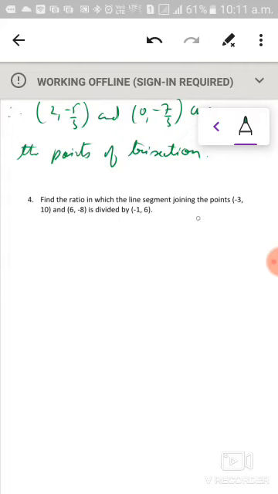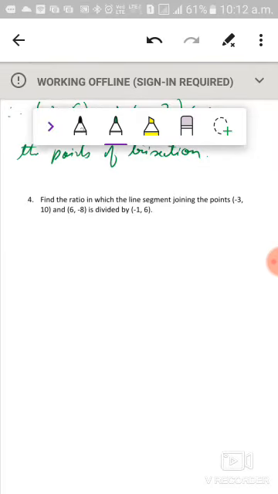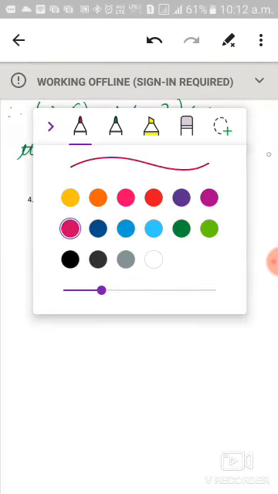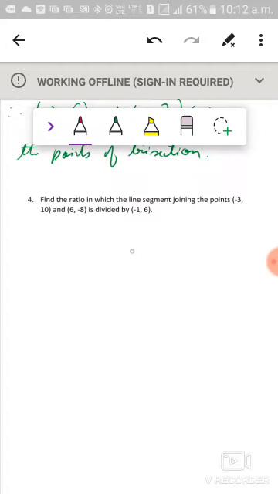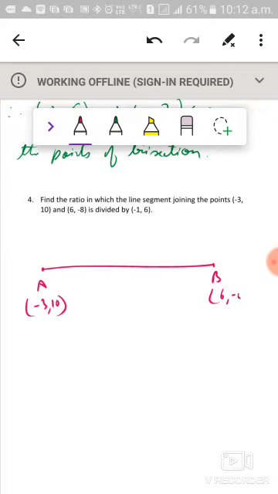Okay, and what is given? We are having the points by which the line segment is made. So suppose this is the line segment. Let us say this is A, this is B. Coordinates of A are (minus 3, 10) and coordinates of B are (6, minus 8).